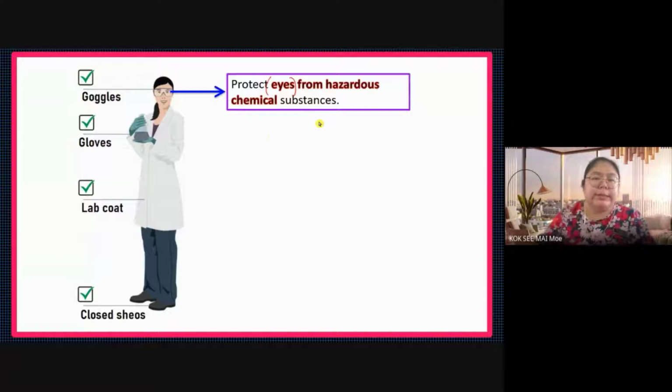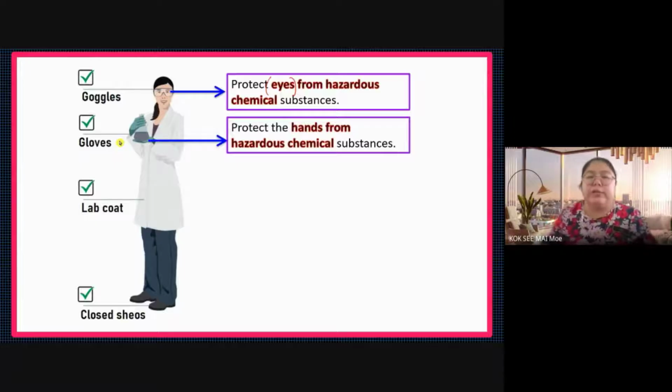Okay, number 2 is the glove. Wear the glove when doing the experiment. The function is to protect the hand. Also the same, hazardous chemical substances, just like acid, alkaline, gas, all these things that are produced when doing experiments. So all this can be covered. That means they protect your hand from touching the liquid directly.